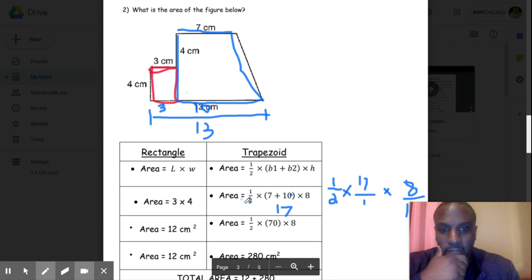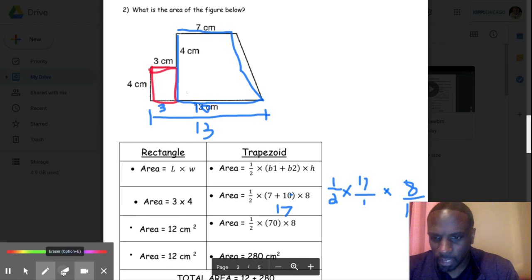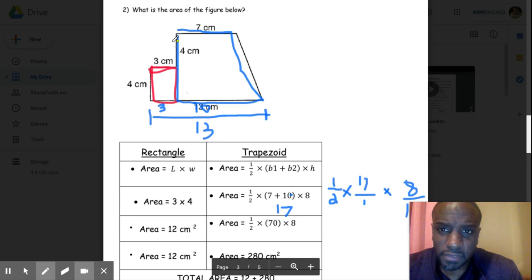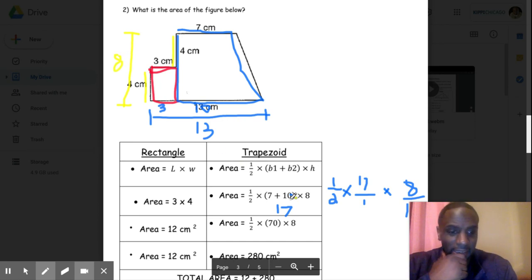Oh, yeah. How did you get a height of 8, Mr. Hunt? Let me explain that real fast. Let's look at this. I'm going to use yellow here. I did not show you how I got the height. Let me show you. So I know from here to here is 4. So let's put that right there is 4, okay? I know from here to here is 4. So that means the height of this trapezoid goes from here to there. So this will be the height of that trapezoid. That means it will be 4 plus 4, okay? So the height of the trapezoid is 8. That's how I get 8 for my height.